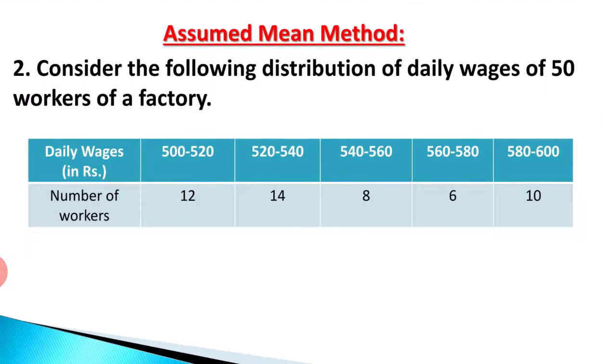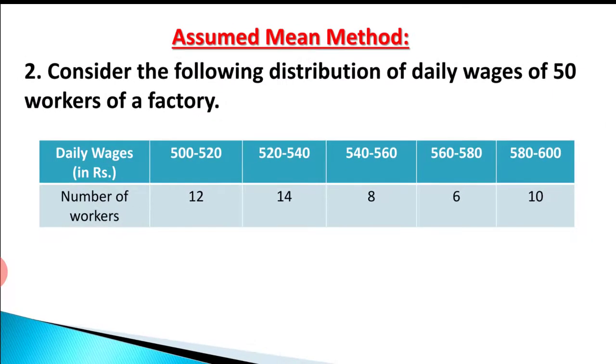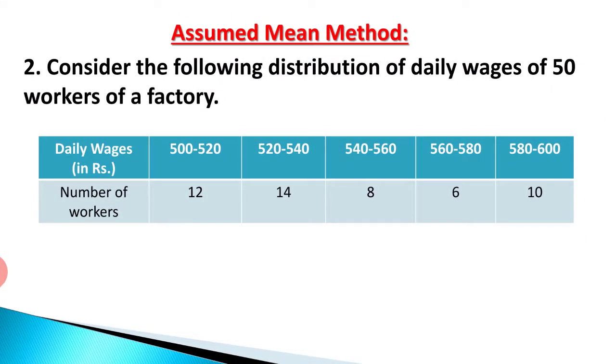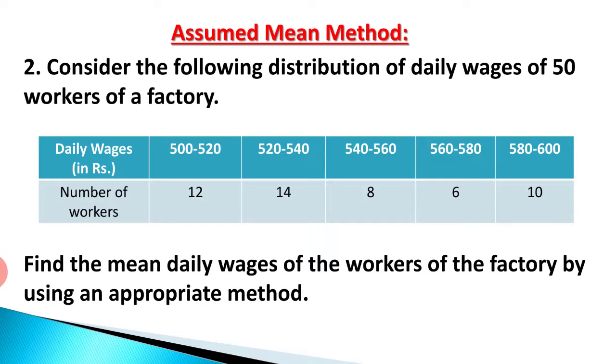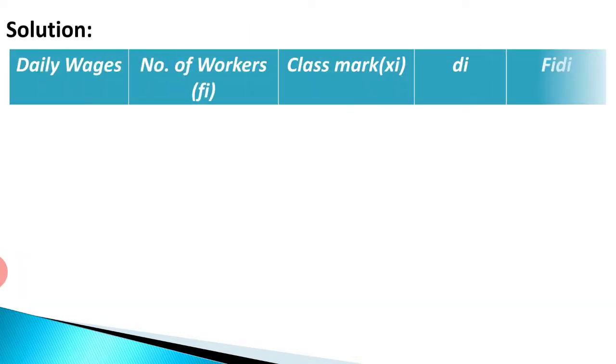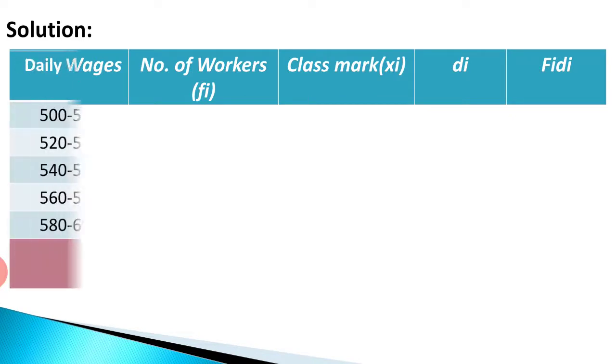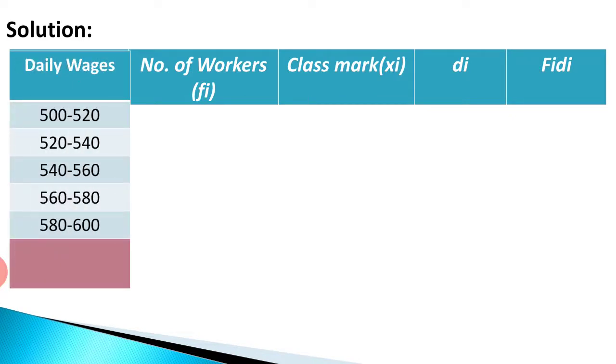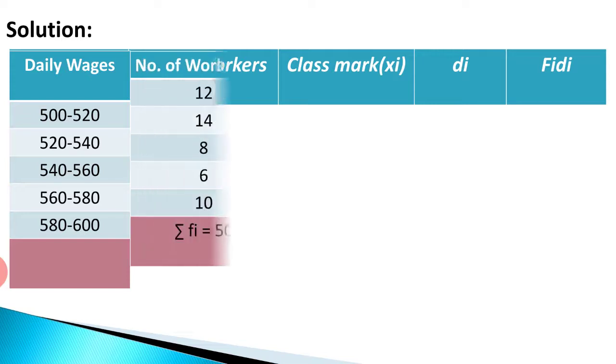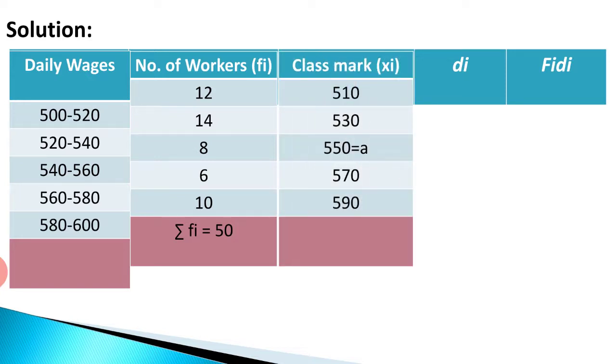So again the same thing. Without the class mark we cannot work. So let us go for finding the class mark. We have the table again: daily wages, number of workers, class marks. Daily wages, we have written the intervals here. Then we will write the number of workers: 12, 14, 8, 6. It is shifting a little, but you can understand very well. Then the class mark. Now 500 to 520, it will be 510.